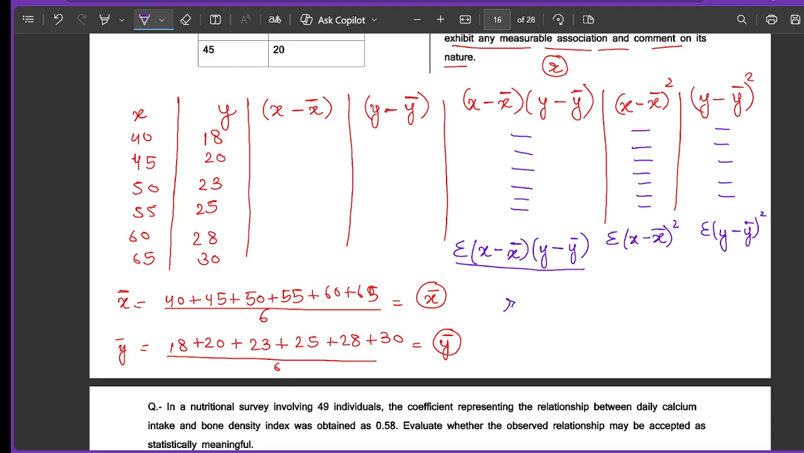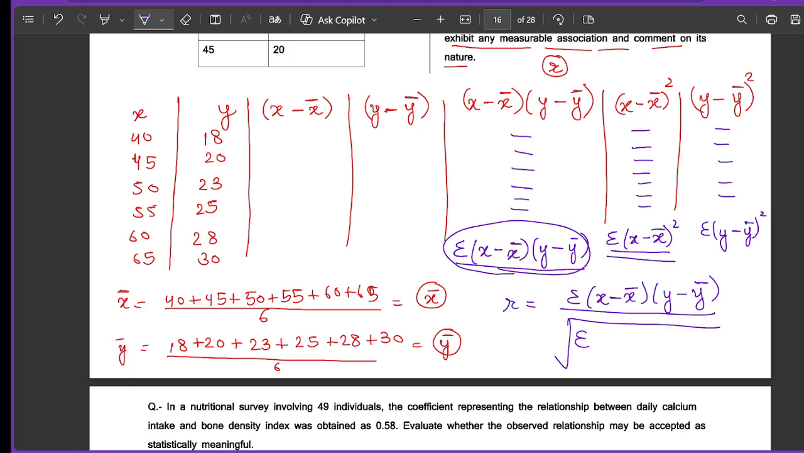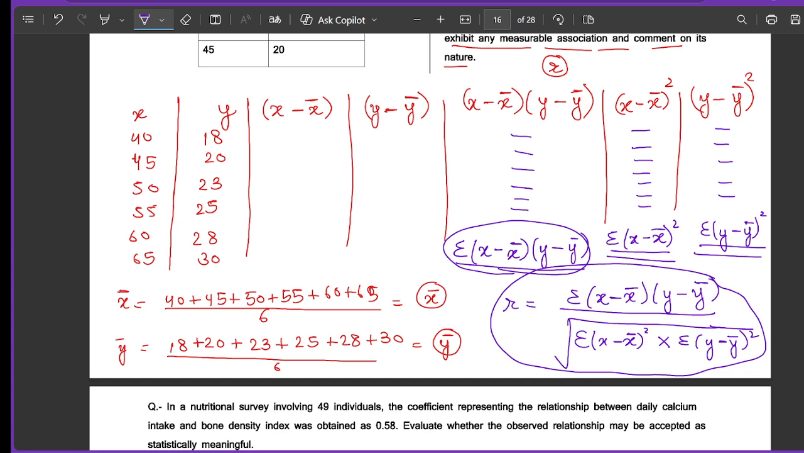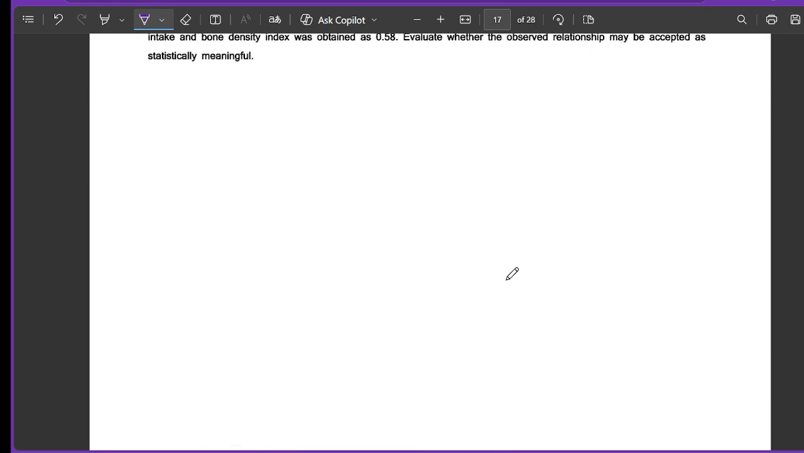Now calculate the correlation coefficient, which is equal to the summation of the product upon root of summation of (x minus x bar) square multiplied by summation of (y minus y bar) square. Now try to find the correlation coefficient. Whatever the answer comes will tell you whether the two variables are directly related or inversely related, positively or negatively related.